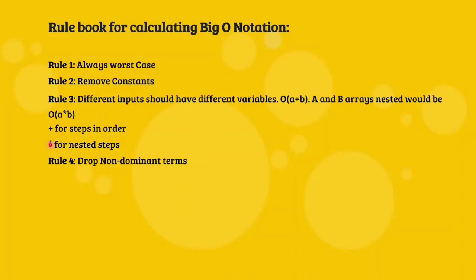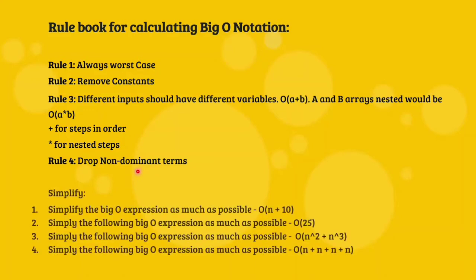Once we are done with this, we can drop non-dominant terms. Suppose we have O of n square and O of n cube. We will remove O of n square and we will consider O of n cube only. That is what is meant by non-dominant terms. Once we know the rules, it's time to do some practicals.